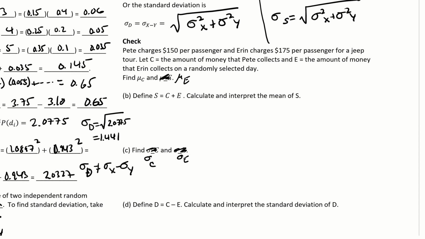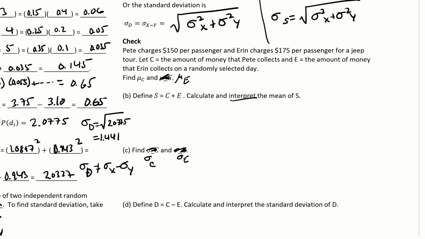All right, so define S equals C plus E. Calculate and interpret the mean of S. Again, it says interpret, but we're not going to write it out. We're just going to do the calculation. I just wanted you to do the calculation. We'll talk about the interpretation as well, but we just want to do the calculation.